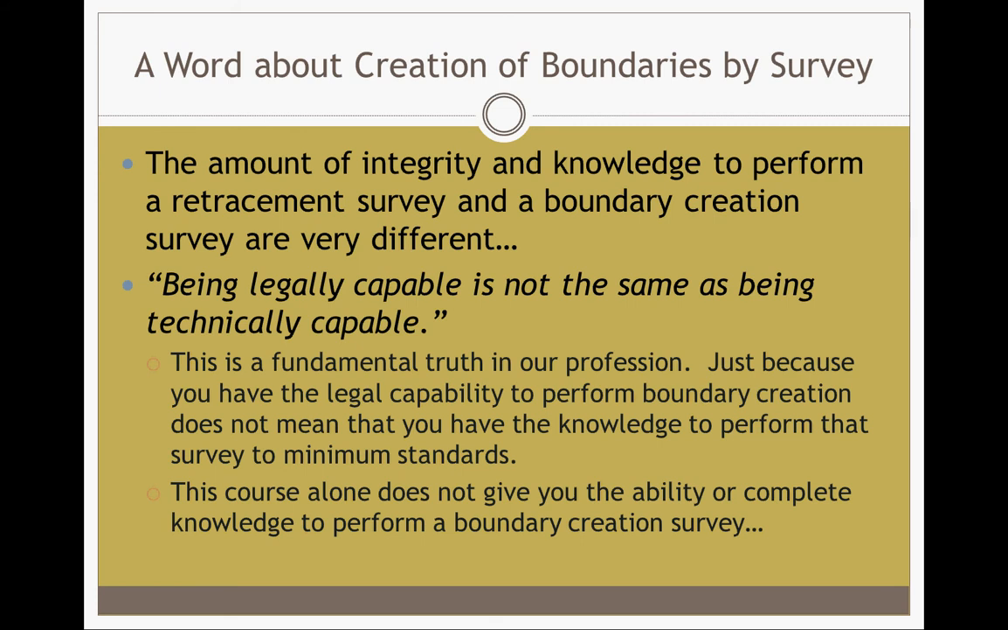The amount of knowledge and integrity you need to set boundaries on the ground is much greater than a general knowledge of surveying. That's really what I want to get at right here at this part of the lecture.